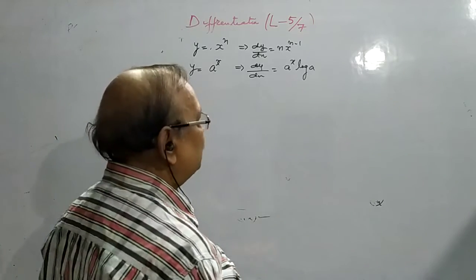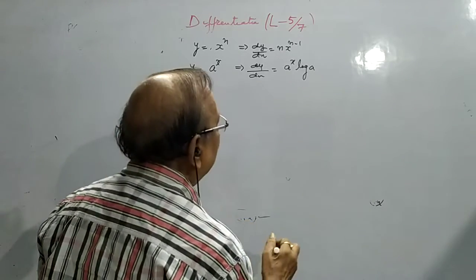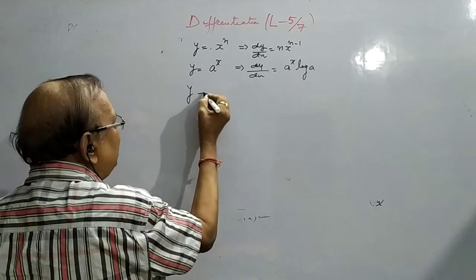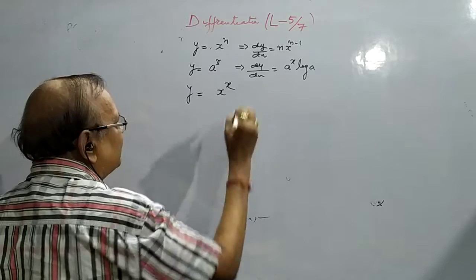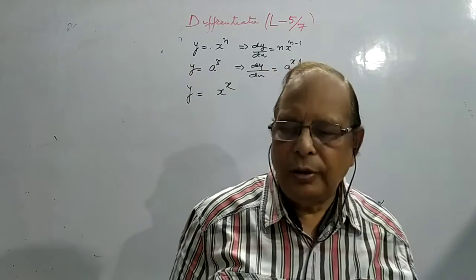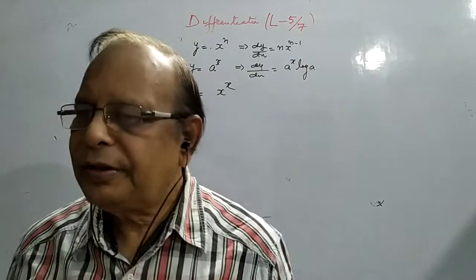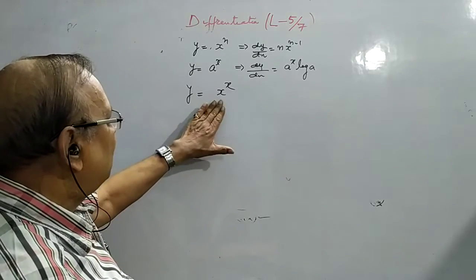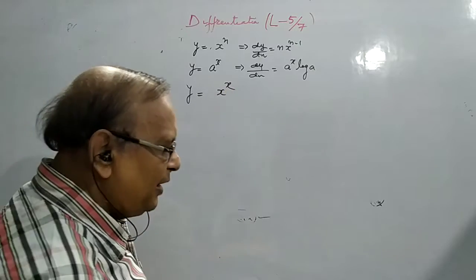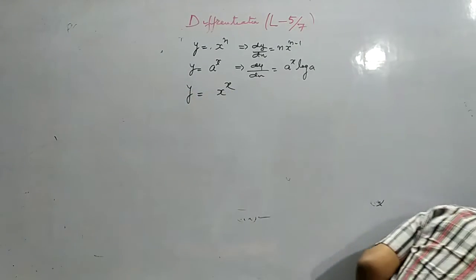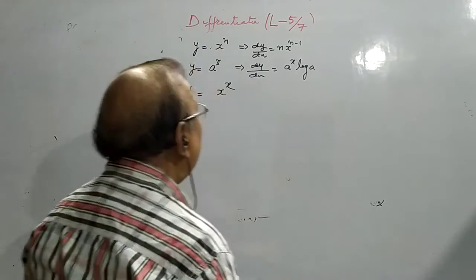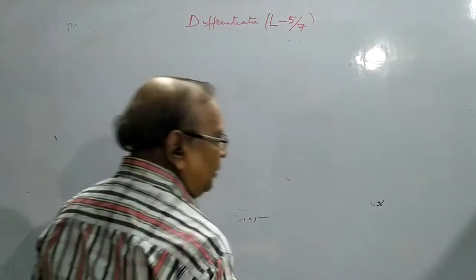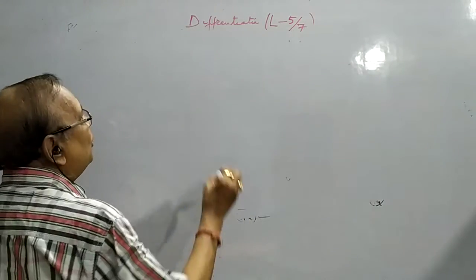But what happens when both are variable? I take the example y is equal to x to the power x. In that case, how do we have to proceed, or some other example I have to consider, when both base as well as exponent are variable functions? So how will we solve? That will be solved by taking log of both sides.